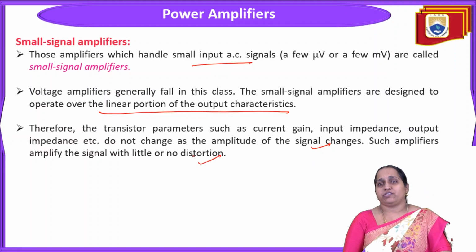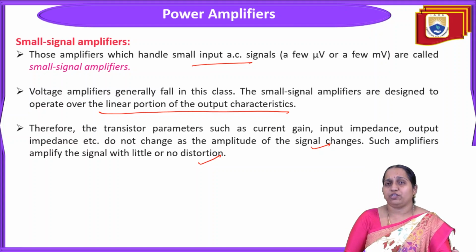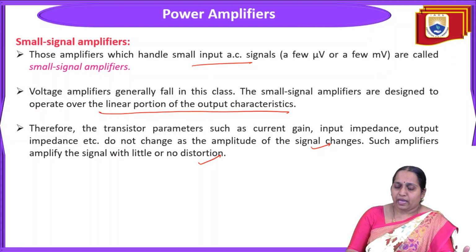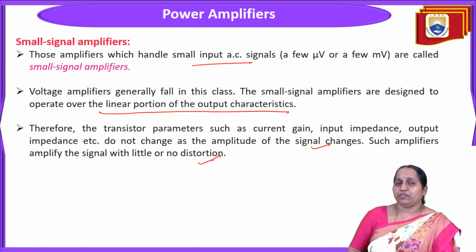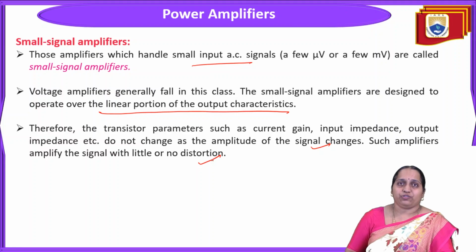Since voltage amplifiers operate in the linear portion of the output characteristics, parameters such as current gain, input impedance, output impedance, etc. do not change as the amplitude of the signal changes. So such amplifiers amplify the signal with little or no distortion. With voltage amplifiers, we will have very little distortion.